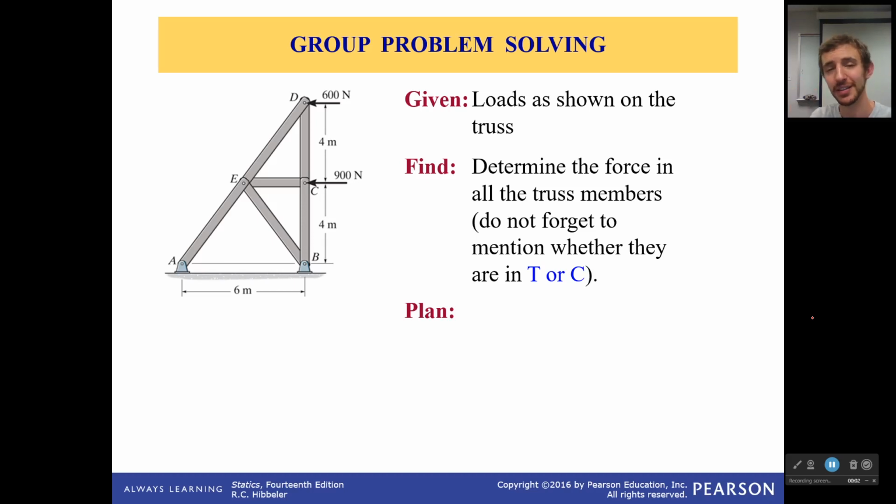Hello everyone, welcome back. So this time we're going into a group problem. So once again, it's a group problem. I believe in you, I know you can do this.